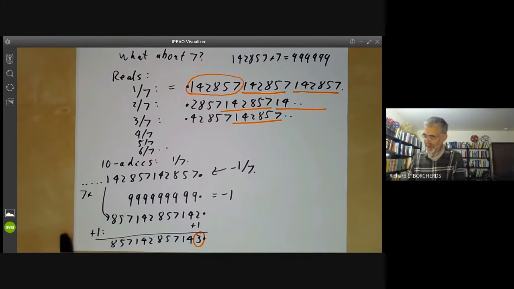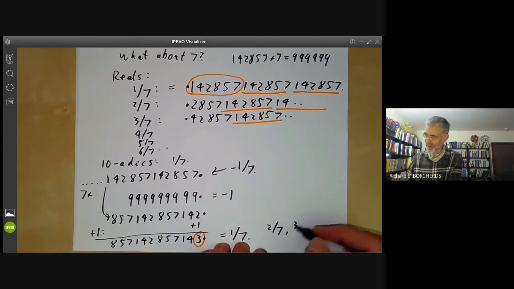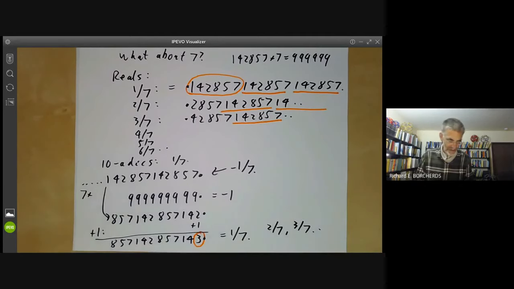And if you want, you can try and figure out what 2/7 and 3/7 are and see what patterns you get.